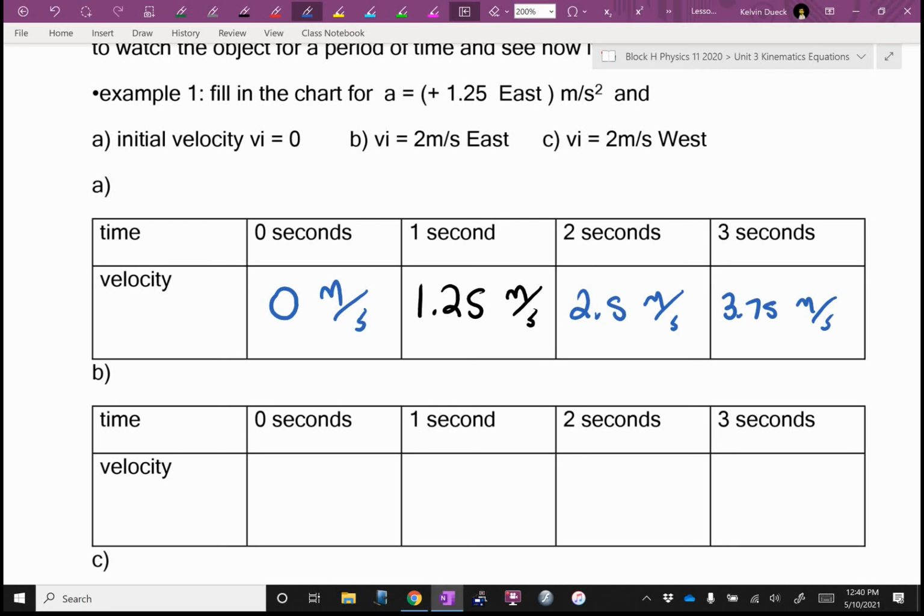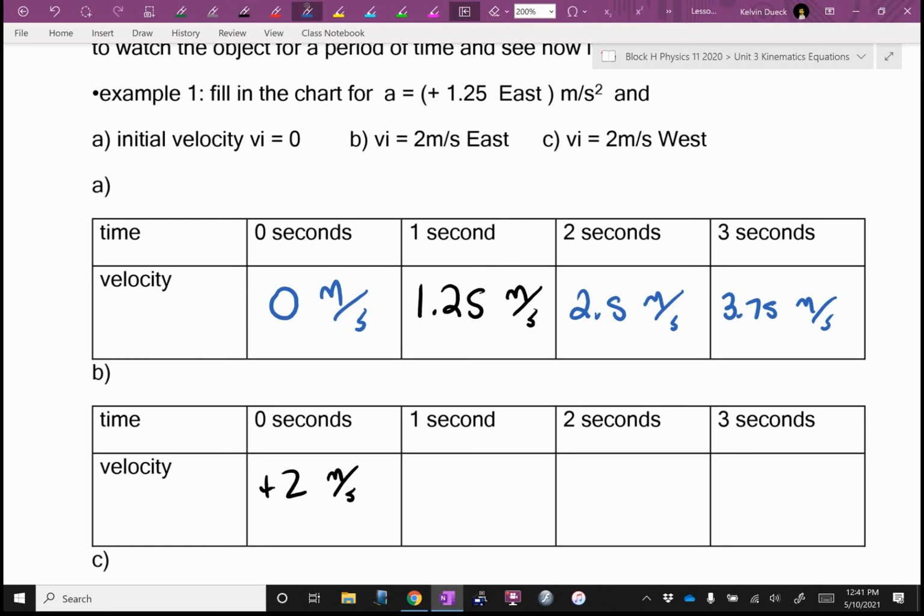Let's start again, but in situation B, Nick, what's our initial velocity? Can you read it for me right there? What would be a better way to write east? Okay, so now we're going to start off at positive 2 meters per second. And we're accelerating at positive 1.25 meters per second every second. Can I start saying meters per second squared? Because it's just easier to even say, but it does mean meters per second every second.